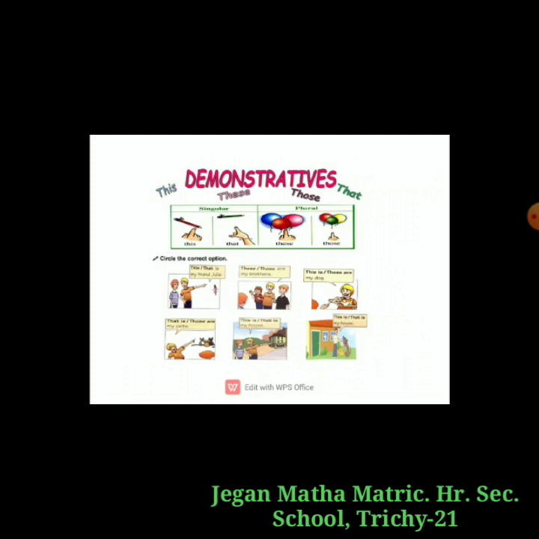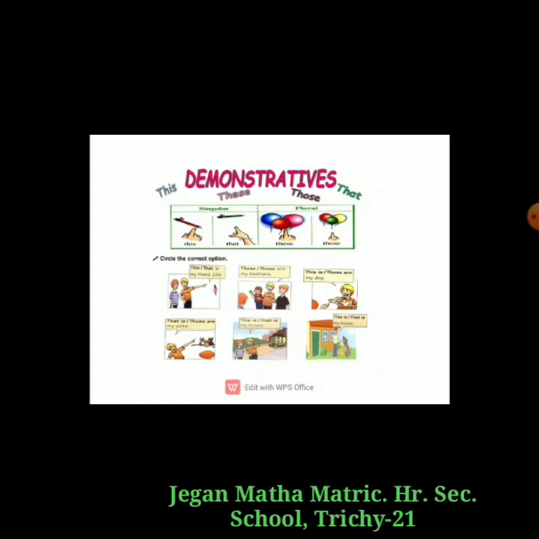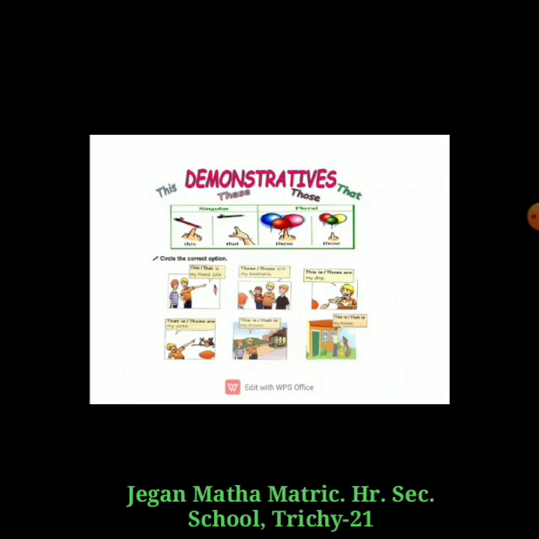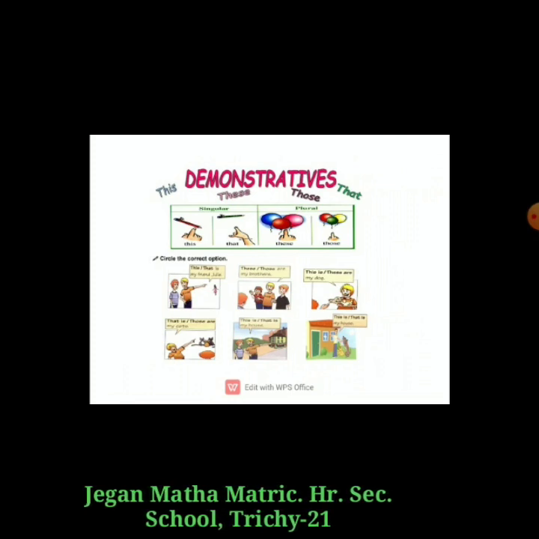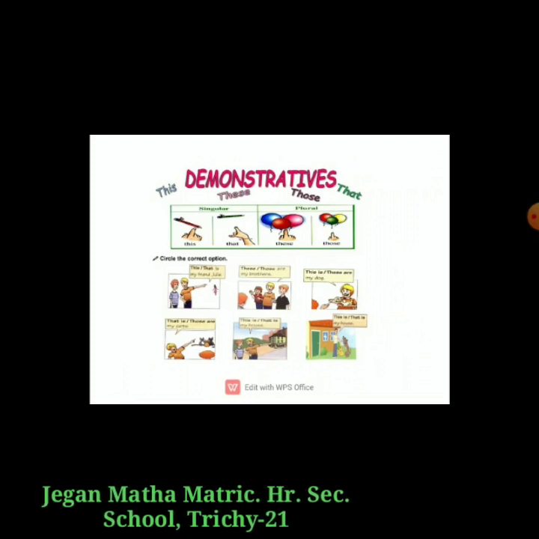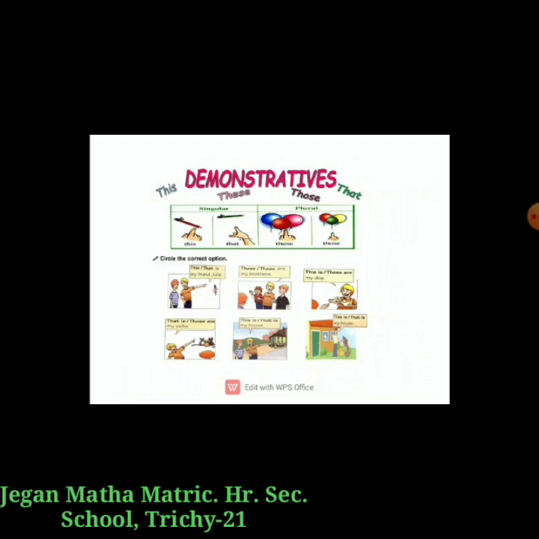This is, these are my dog. So very near, so we can use this. This is my dog. That is, that are my cats. So those are my cats. Those are my cats. Some distance to us, so we can use those, for plural nouns only.